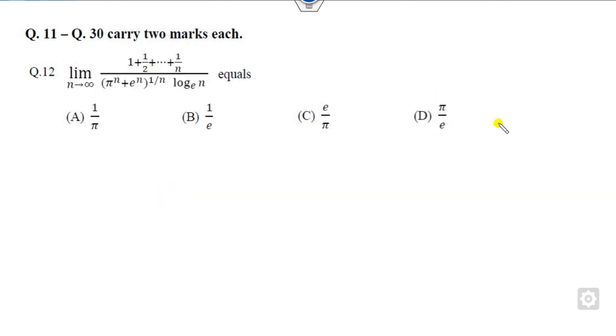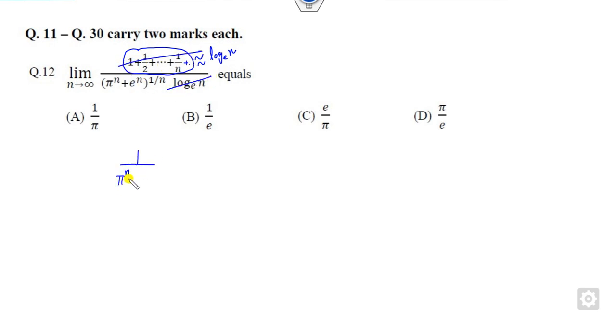Look at another one. How can you find the limit of this? Again, it's very simple. This expression is approximately equal to log of e^n, because as n approaches infinity it is an infinite series, but approximately so. So you can say this part will be cancelled. What is the remaining part?